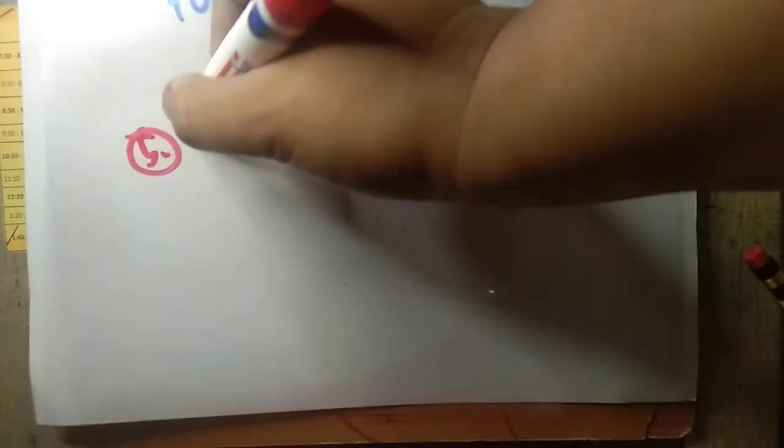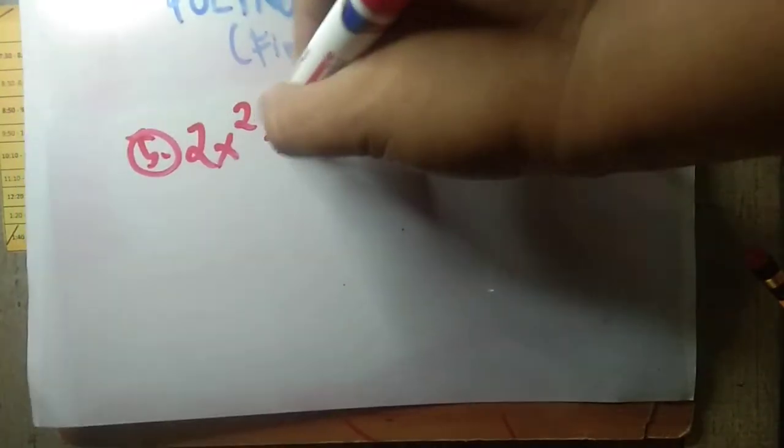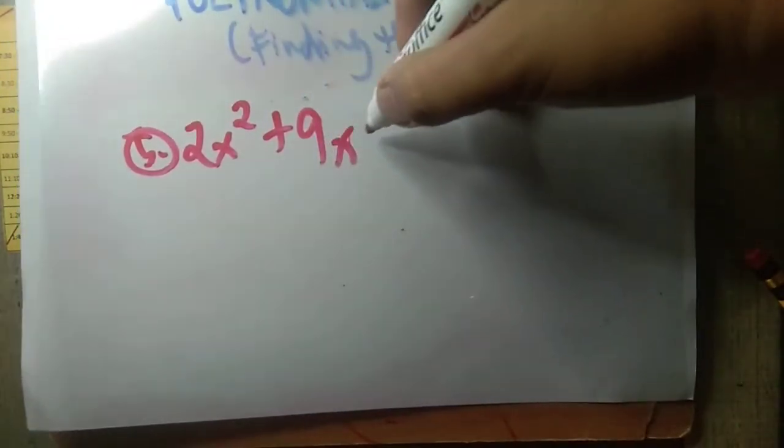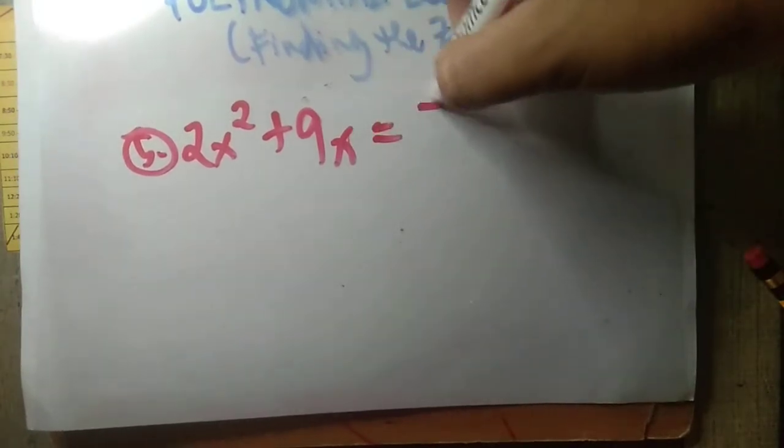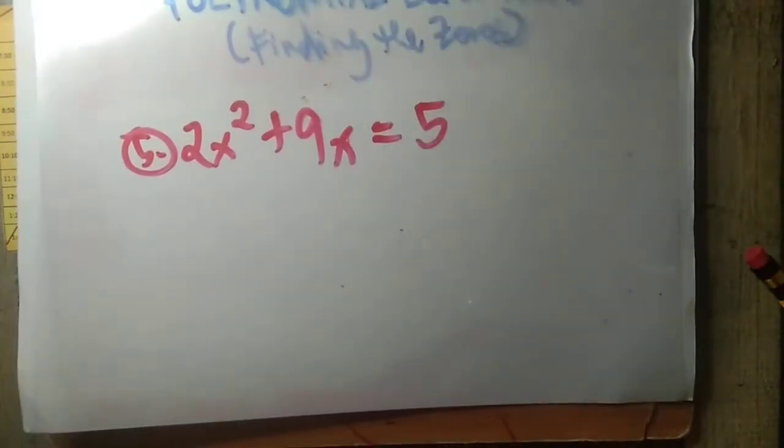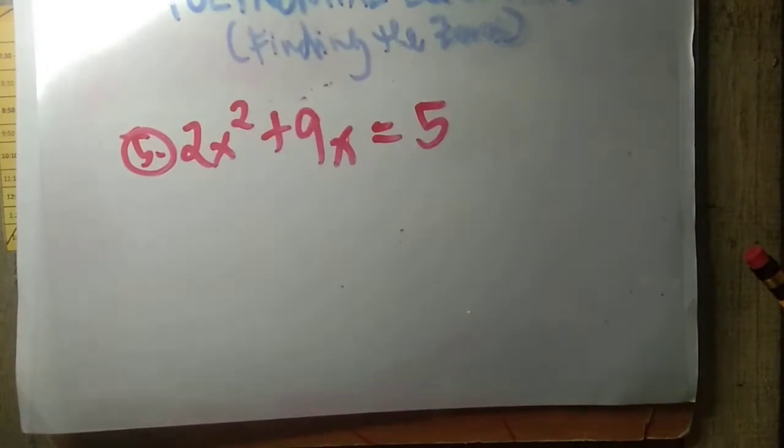The equation would be this one. Sorry ha, tumitingin ako sa ano ko. So, 2x squared plus 9x is equal to 5. Okay. On this particular example here, you will notice the right side is not equal to 0. So, the first thing you have to do here is to equate the polynomial expression to 0. Ganun yung idea dito.